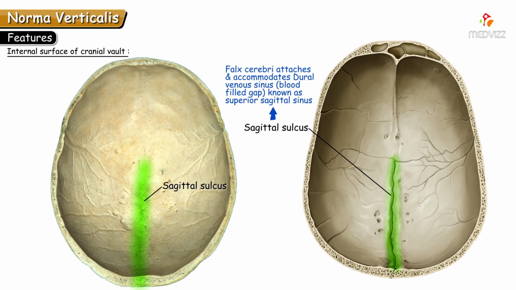Within this fold of dura mater, that is within the falx cerebri, there is a dural venous sinus. A dural venous sinus means a blood-filled gap present between the two layers of dura mater. So the dural venous sinus which is lodged in the sagittal sulcus is the superior sagittal sinus.